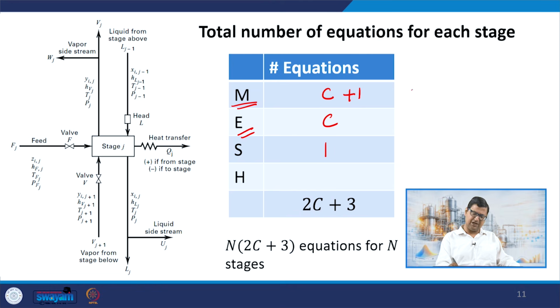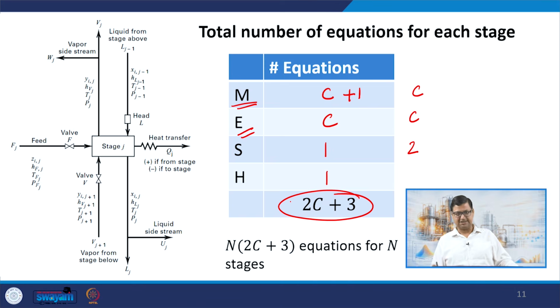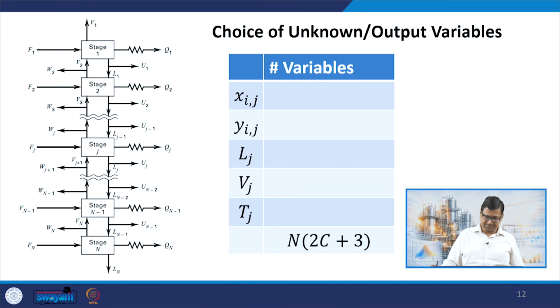The other possibility would have been that I keep it C, and I make it 2, but I am only considering one of the summation equations, and instead of the other one, I am writing the total material balance, right? So in both these cases, the total equations should not change. Whatever we do, it should not change my degree of freedom, right? How many H equations are we going to have? We have only one energy balance for every stage. So in total, we have 2C plus 3 equations. So in total, for n stages, we are going to have n into 2C plus 3 equations, right?